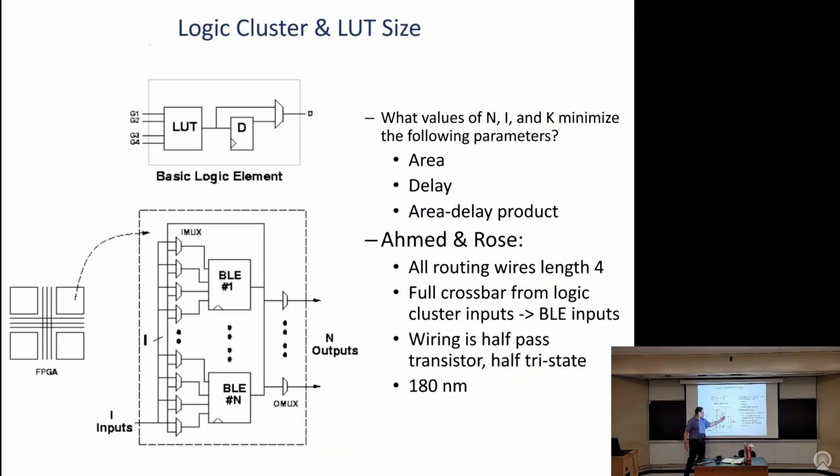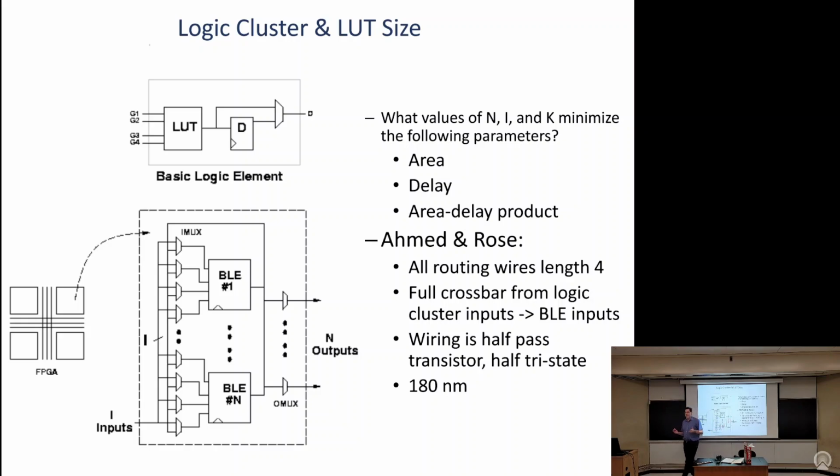I've got n outputs for n BLEs, because each of them can send out either their combinational or registered output. And I've got some number I of inputs coming in from the general routing. So yeah, this is my hierarchy. I've got this basic logic element, which is a K-LUT and a flip-flop. I put n of those together with some local routing to make my logic cluster. And then I tile those out into an island-style FPGA. Okay, so kind of 2 levels of hierarchy inside these tiles, and then I spatially repeat the tiles to make this island-style FPGA.